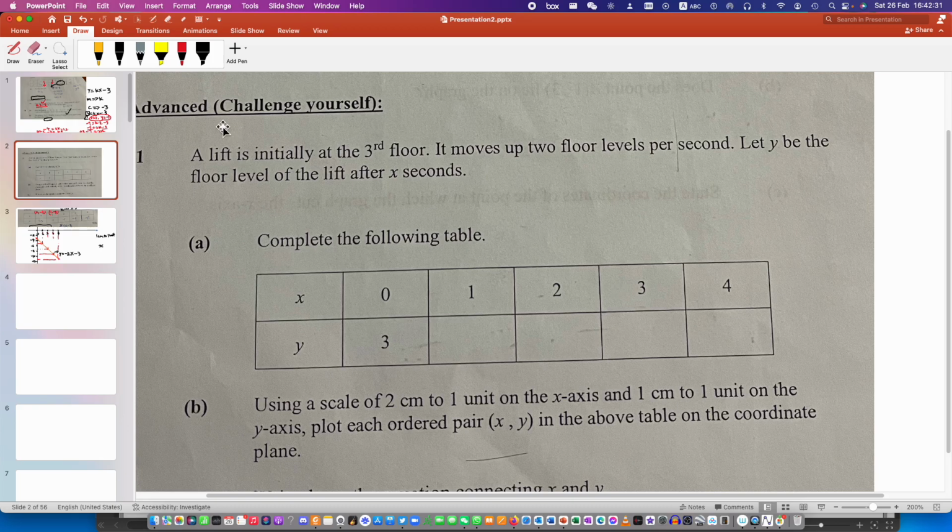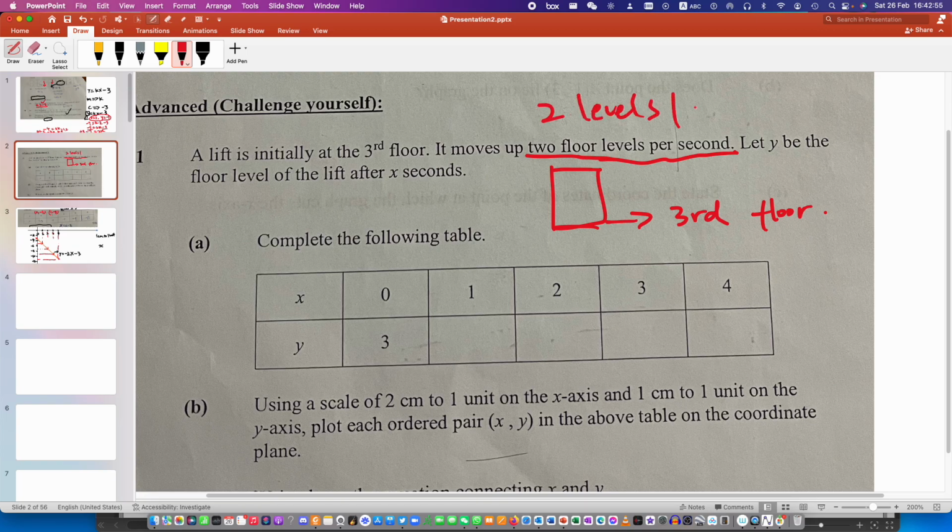So, English-wise, a lift is initially at 3rd floor. So basically, let's say you have a lift, right? The lift is at 3rd floor. So start from 3rd floor. Every 1 second, it will go how many floors? So it's 2 levels per second going up, right? So 0 second is at 3rd floor, right? Then after 1 second, which floor is that?